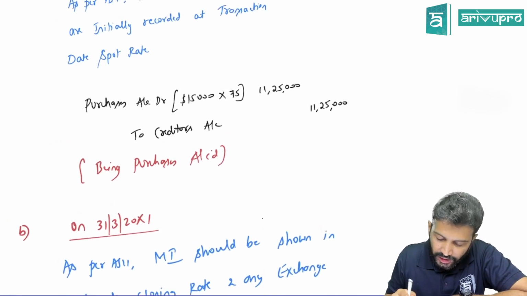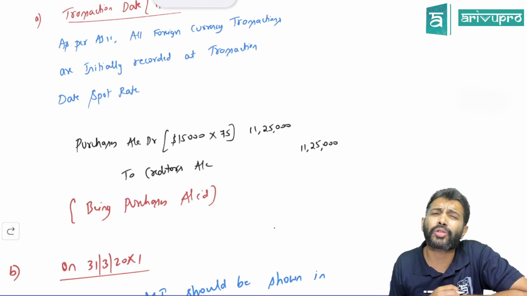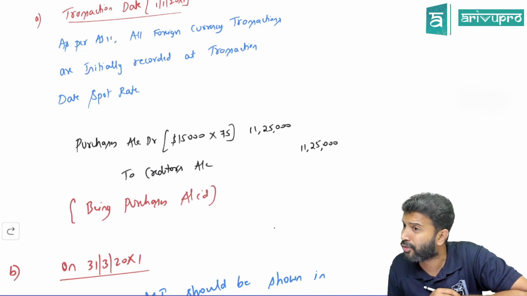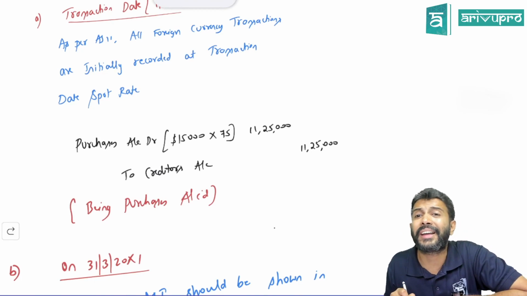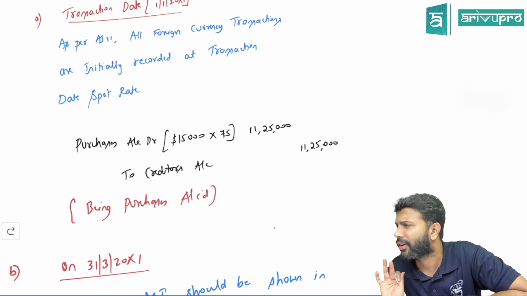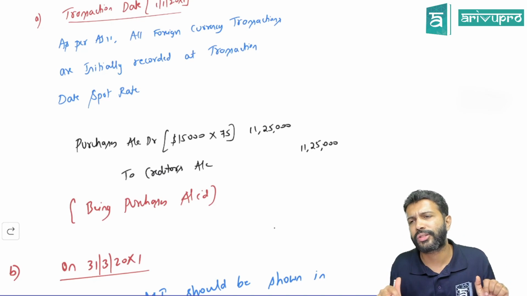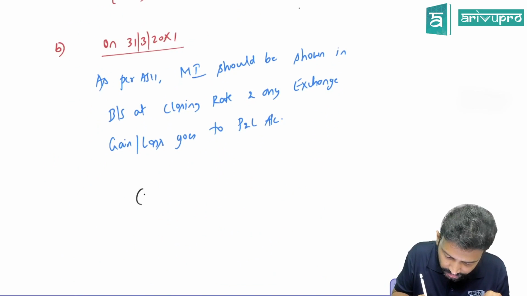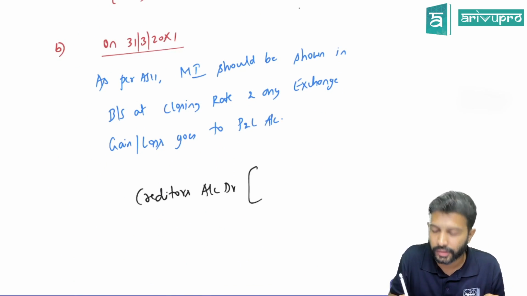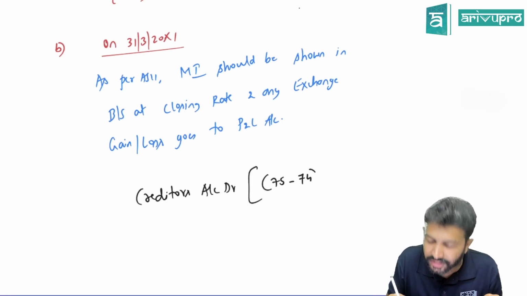Now creditors I have converted already at what rate? 75. But closing rate is only 74. That means the creditors will come in your balance sheet at 74. But I've already converted it at 75. So creditor's value I need to increase or reduce? Reduce. Creditor has what balance? Credit balance. How do you reduce? Debit. So the journal entry you will pass here is creditors account debit.